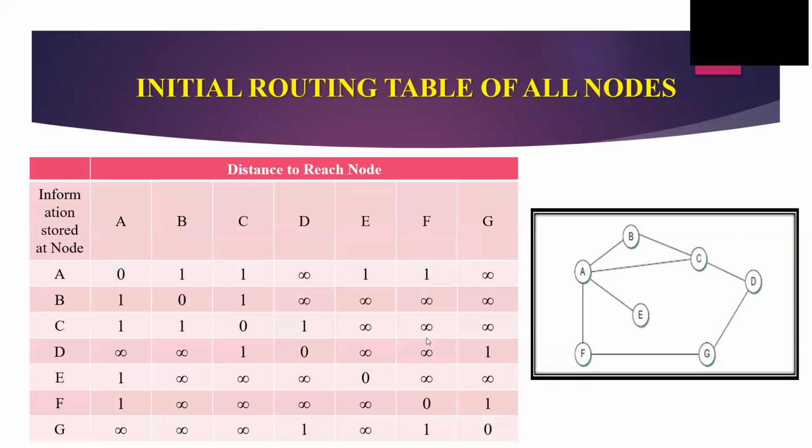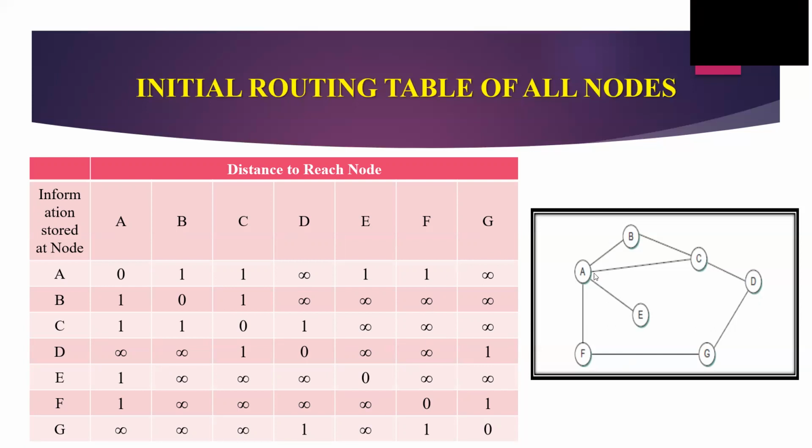With respect to node G, G to A is indirectly connected, so the cost is infinity. G to B indirectly connected, so the cost is infinity. G to C also indirectly connected, so the cost is infinity. G to D is directly connected, so the cost is 1. G to E indirectly connected, so the cost is infinity. G to F directly connected, so the cost is 1. G to G, the self node, the cost is 0.